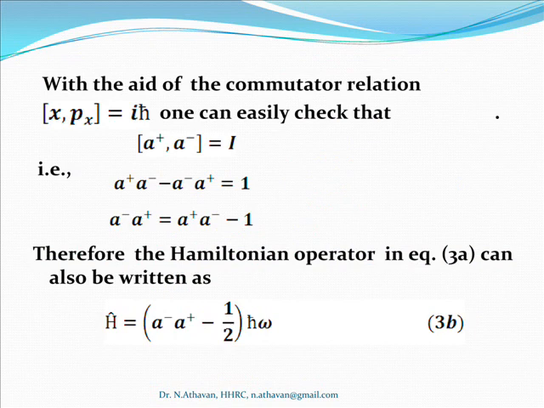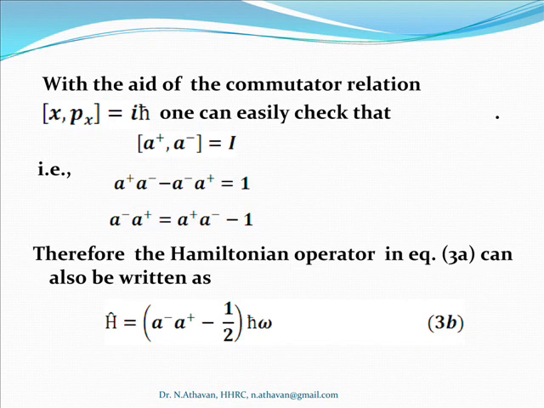Also, by the same token, one can easily check that the commutator relation between the two operators a minus and a plus is equal to the unit operator, that is, a minus a plus minus a plus a minus is equal to 1. One can also write it as a minus a plus is equal to a plus a minus plus 1. Therefore, the Hamiltonian operator in equation 3a can also be written as a minus a plus minus half h cross omega.